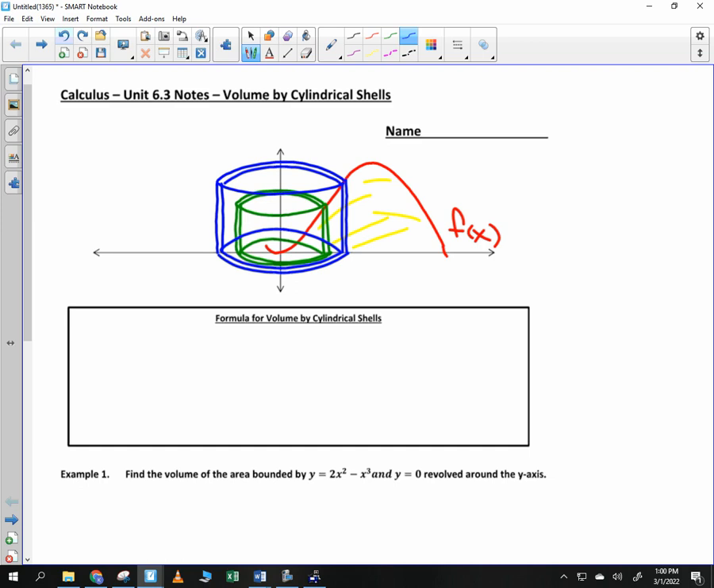So what I want to do is I'm going to take the blue one and I'm going to take the shell out and I'm going to unravel it. If I take the shell out and I unravel it, what shape will it make? A rectangle, right? Yeah, it's going to make a rectangle. I like rectangles. Rectangles are easy. What is the thickness of our shell? Is it dx or dy? Dx, yep, dx.